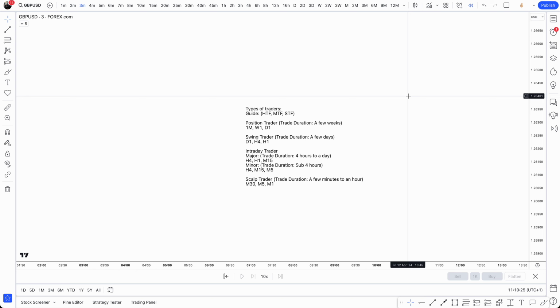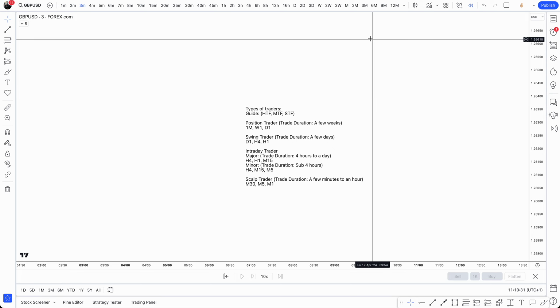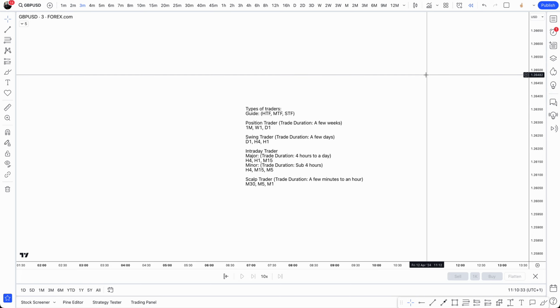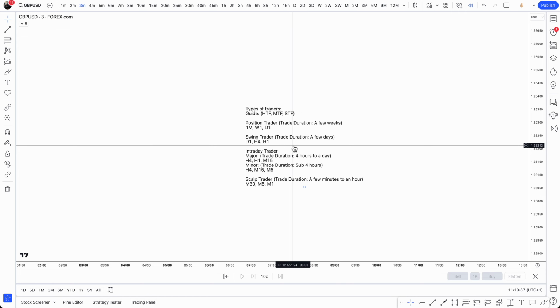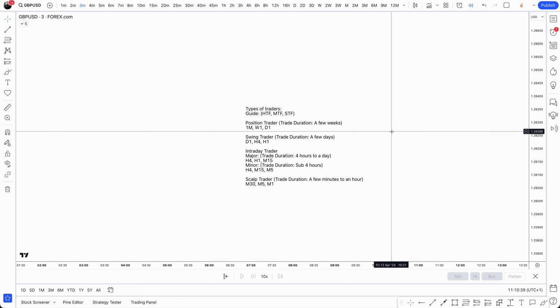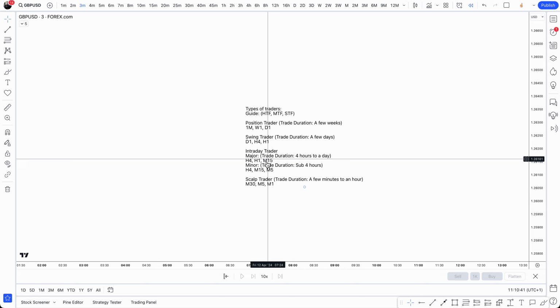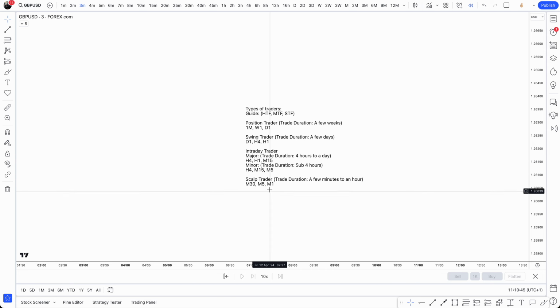It's all just the same data, but it's a lot more detailed as you go lower, right? You see a lot more happening, so you need to be mindful of that, obviously, as well, right? Intraday trader, if you're looking to be a major intraday trader, you don't want to be executing on anything lower than the M15.